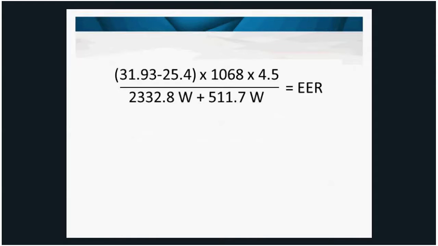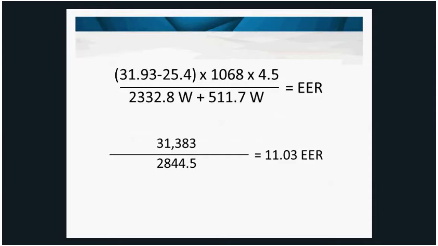And we start plugging those numbers into the formula. So what we come up with is 31.93 minus 25.4 times the CFM, which was 1068, times 4.5. That gives us 31,383 BTUs. The watts from the indoor and the outdoor units are 2332.8 plus 511.7. That gives us 2844.5. You divide 31,383 by 2844.5, and that gives you 11.03 EER.